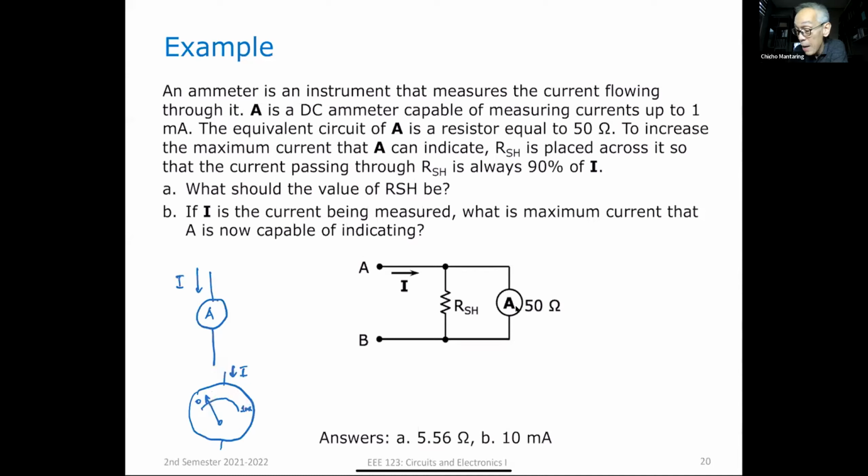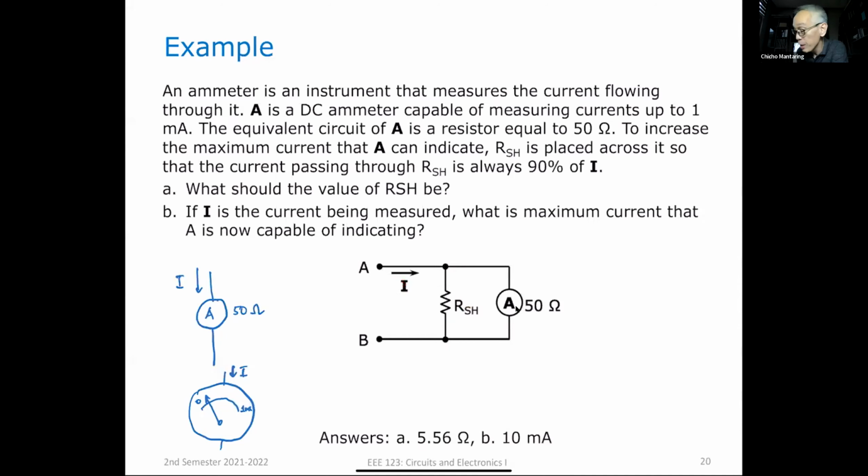Okay, so that's an ammeter. An ammeter is a device that measures the current that flows through it. The equivalent circuit of this particular ammeter is 50 ohms, so you might think of this as a resistance equal to 50 ohms. To increase the maximum current that A can indicate, so this is my original ammeter, I connect a resistor in parallel with it. And in this particular case, I want this resistor to draw 90% of this current.